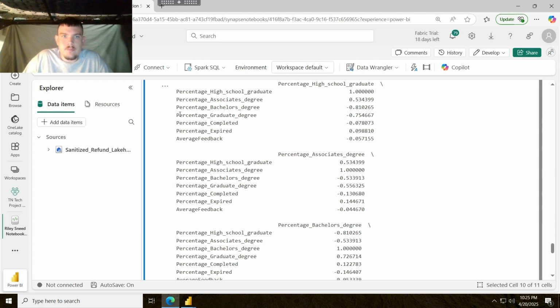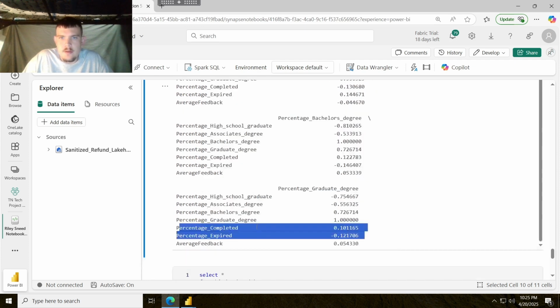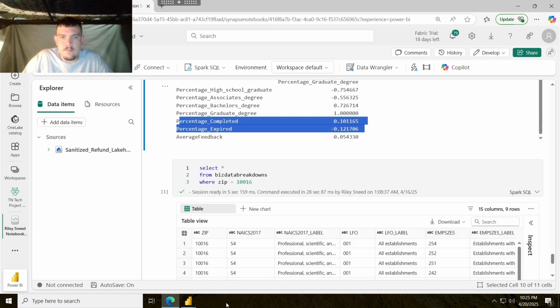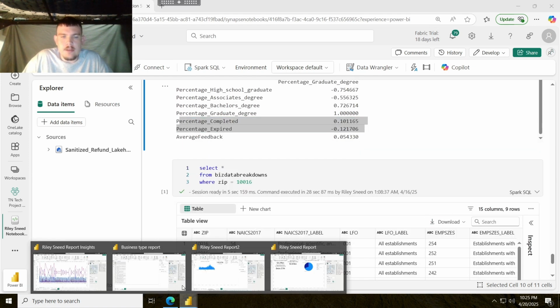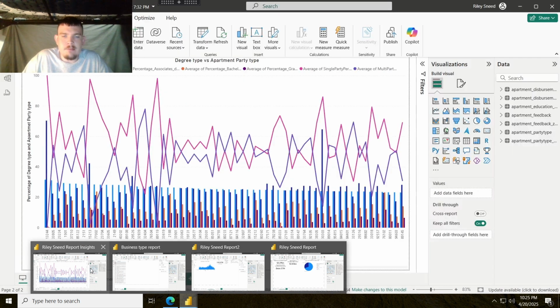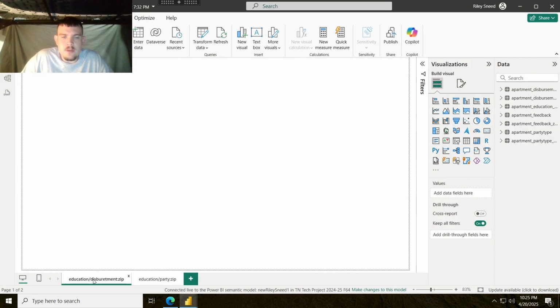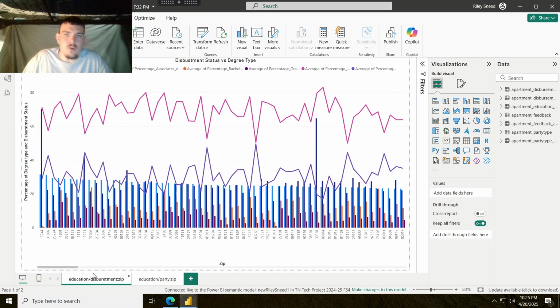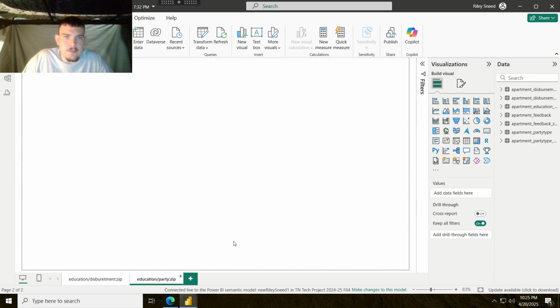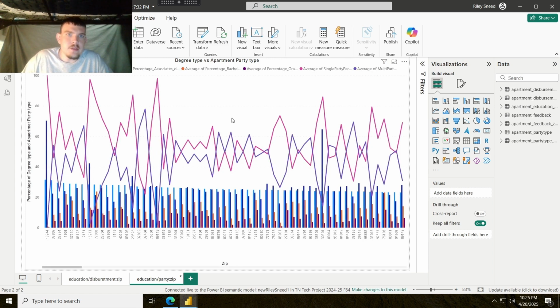The two things that really pop out to me are the percent complete of this disbursement and the expired disbursements. I removed the tables that didn't really have any correlation. So you can see right here the tables that I kept. And this table is the party type, like the single and multi-party apartments.